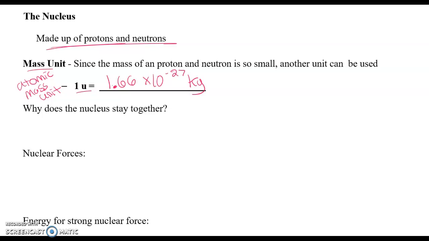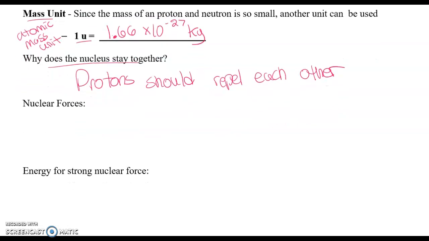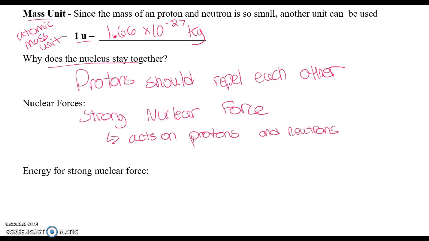But a proton is positively charged and a neutron is negatively charged, right? So why does the nucleus stay together? The protons should repel each other. The answer is that there's more powerful forces that act on the nuclear scale. So we'll call that the strong nuclear force. The strong nuclear force acts on protons and neutrons. Or in other words, on atomic particles.